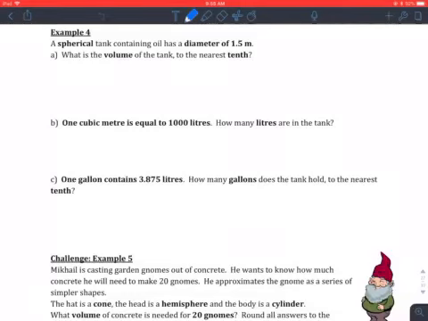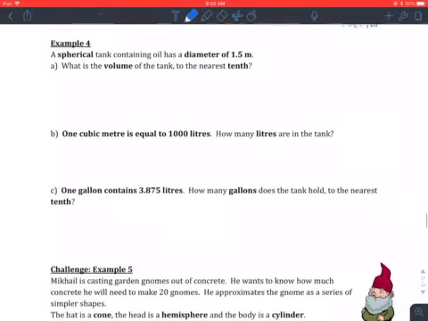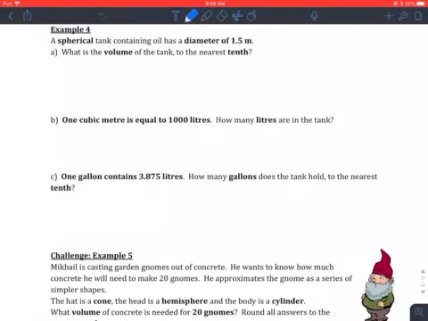All right, welcome back. We're going to continue talking about the volume of cones, spheres, pyramids. And we ended off last video without doing examples 4 and 5. So here we go. A spherical tank containing oil has a diameter of 1.5 meters. Very important measurement right there. What is the volume to the nearest tenth?